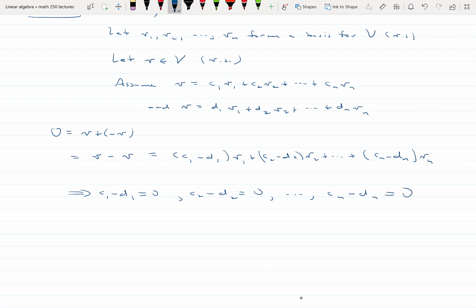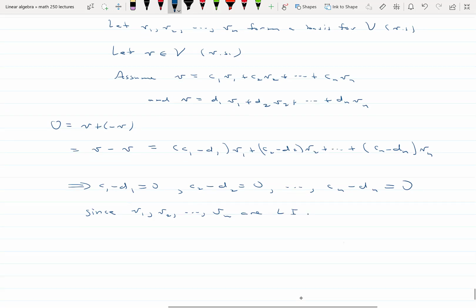Why should the coefficients be equal to 0? Because I'm assuming that v1 to vn form a basis. Since v1 to vn form a basis, they are linearly independent and they span the vector space. Back to the first thing, they are linearly independent. So in any equation that adds up multiples of v1 to vn equaling 0, the coefficients should be 0, since v1 to vn are linearly independent.